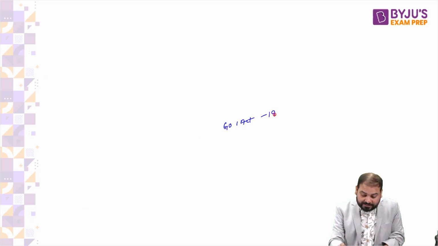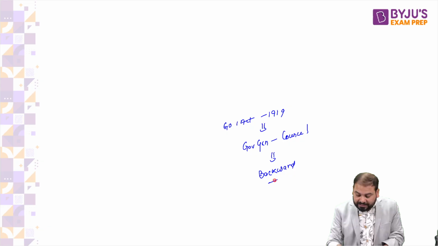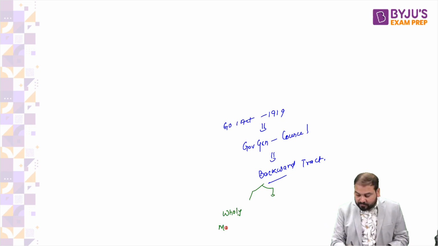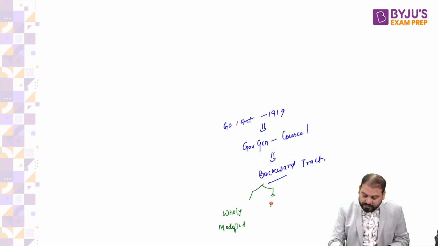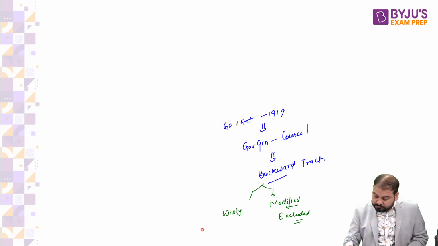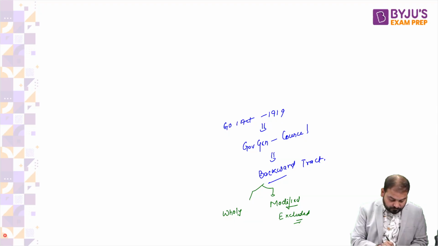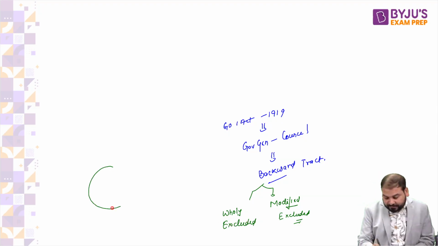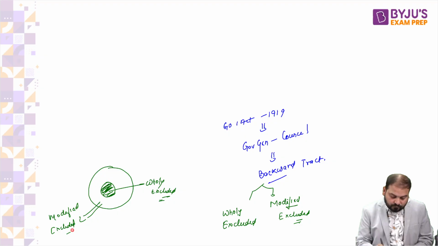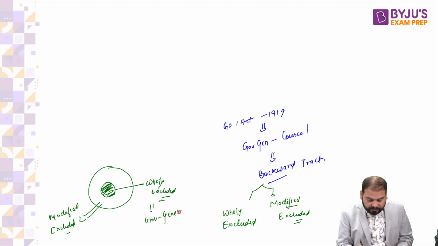Guys, GOI Act 1919 gave the Governor General's Council power to declare any area as a backward tract. And under this backward tract, they would be wholly excluded and modified excluded. Just give me a second. I made one mistake. So for example, let's say, guys, this is an area. Within this, they called this wholly excluded. And this was called modified excluded. The power to make laws in this was with the Governor General's Council.